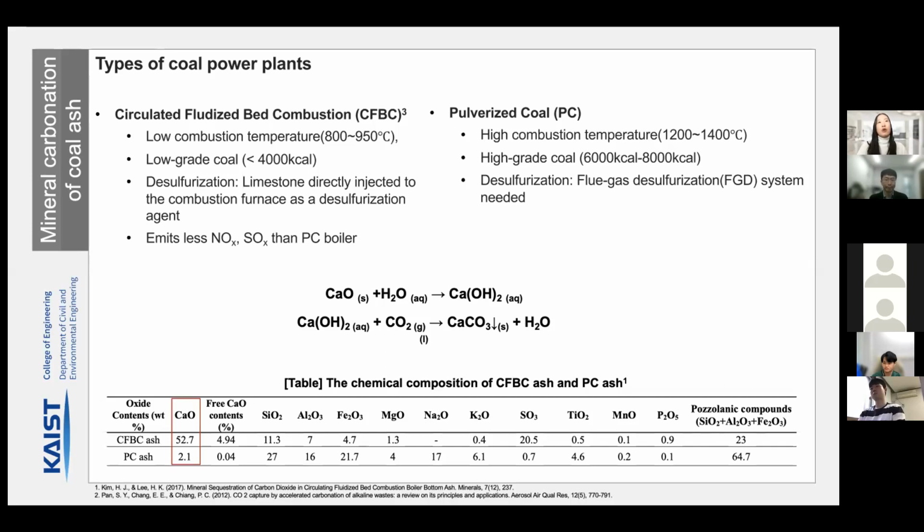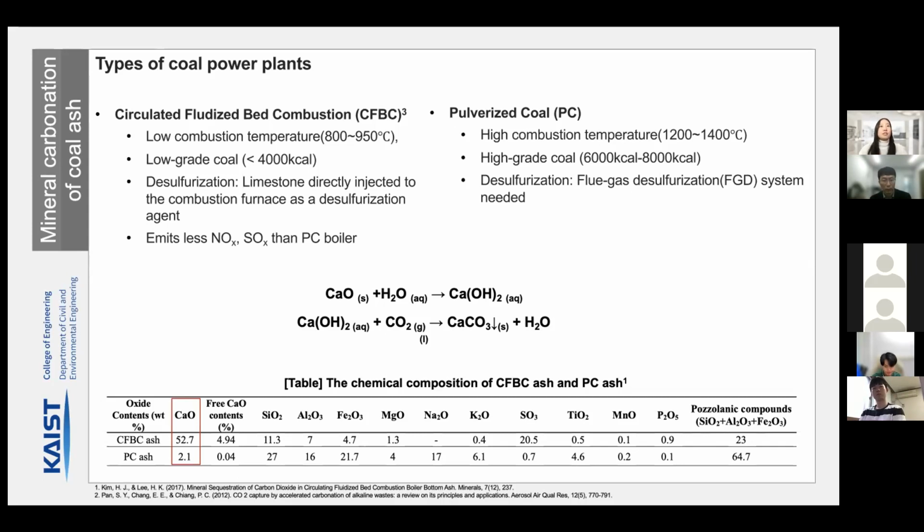Most byproducts include calcium, silica, and alumina sources. Industrial byproducts with a lot of calcium sources are suitable for mineral carbonation. If calcium oxide in byproducts meets water, it changes into calcium hydroxide, and calcium hydroxide leads to an active mineral carbonation. So I used two types of coal ash in my research to confirm that it can be used as a mineral carbonation material.